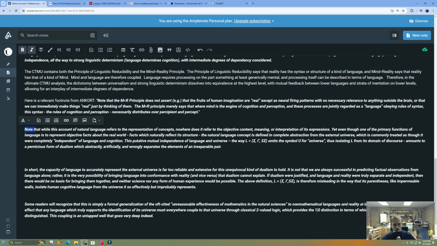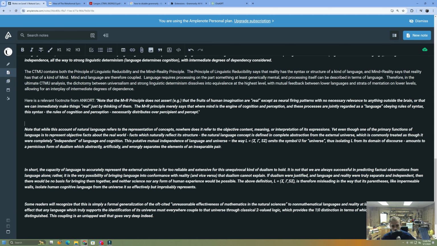Note that while this account of natural language refers to the representation of concepts, nowhere does it refer to the objective content, meaning, or interpretation of its expressions. Yet even though one of the primary functions of language is to represent objective facts about the real world, facts which naturally reflect its structure, the natural language concept is defined in complete abstraction from the external universe, which is commonly treated as though it were completely independent of language and cognition.